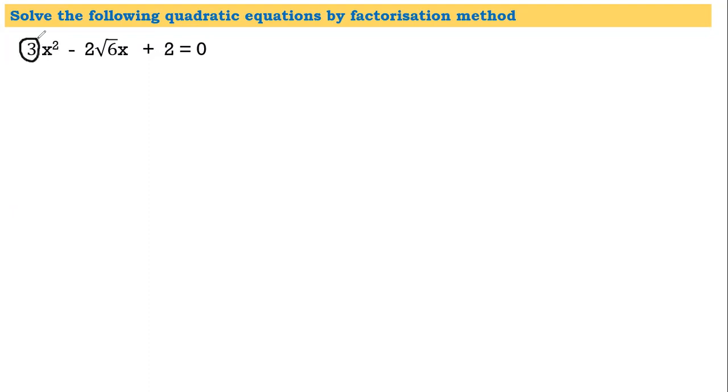So first, it is in the standard form. There is no negative sign here. We'll go for the basic steps, a into c. So 3 twos will give me 6. Now I have to add to get the middle term because the last term sign is plus.